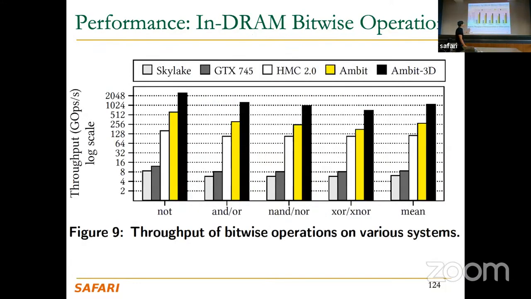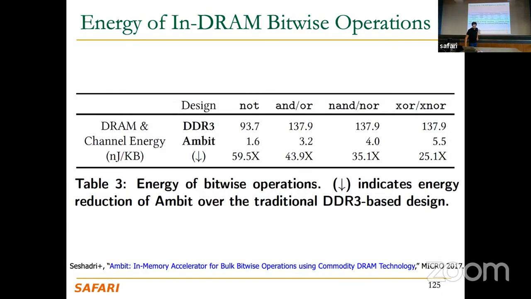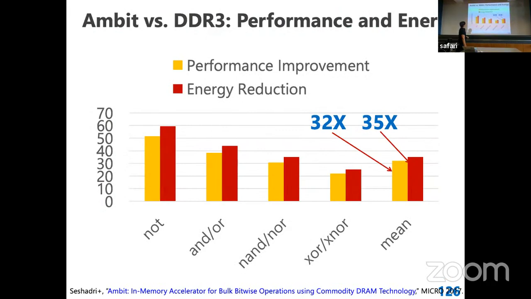Okay, so as you can imagine, this produces amazing throughput improvement for the basic operations, NOT, AND and OR. As you can imagine, using these, you can create NAND, NOR, XOR, XNOR, and more complex ones as well, as we are going to see next. But throughput is really impressive compared to CPU, GPU, and even other processing-in-memory solutions. And here you see also some results for energy improvements as well. And even more results here, performance improvement and energy reduction. The mean is 32 and 35 times respectively.